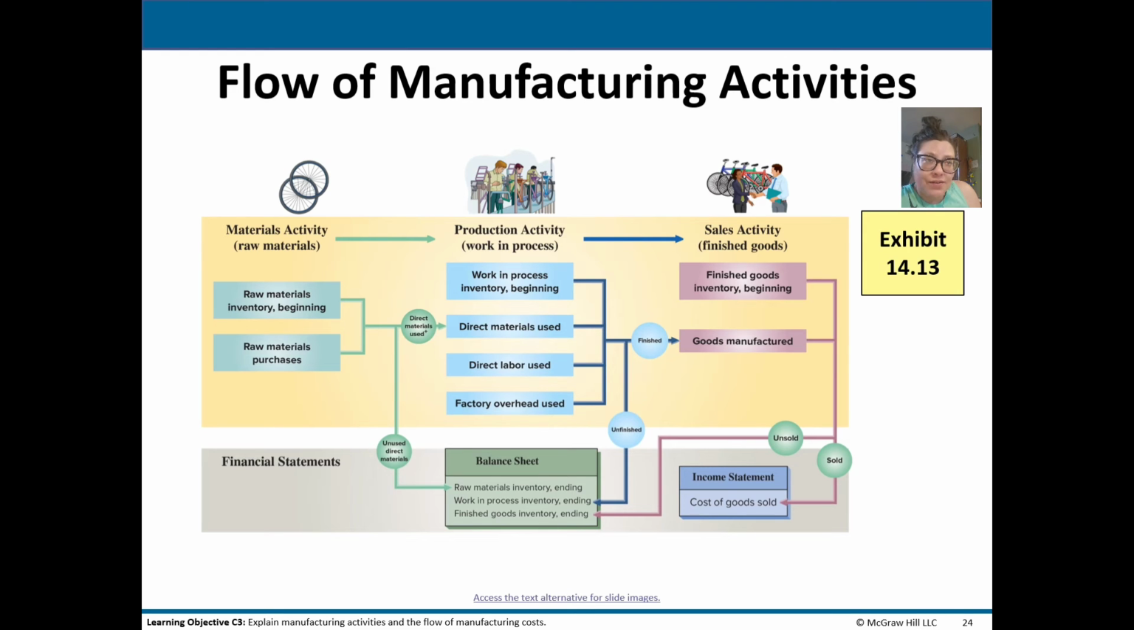Now when you have sales activity, the cost of the beginning inventory of finished goods plus the cost of newly completed units, the goods manufactured like we just talked about, equals the total finished goods available for sale in the current period. Now the cost of the finished products sold is reported on the income statement as cost of goods sold. The cost of any finished product that's not sold is just going to be sitting there in inventory on the balance sheet and reported as a current asset. Finished goods inventory is what it'll be called on the balance sheet.